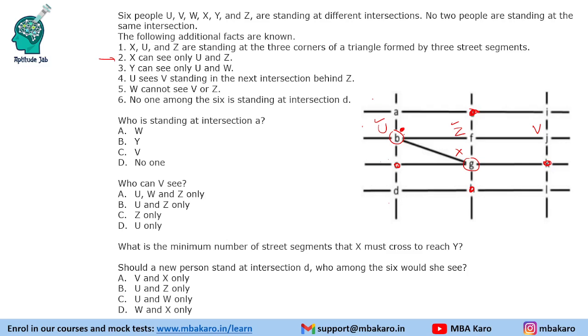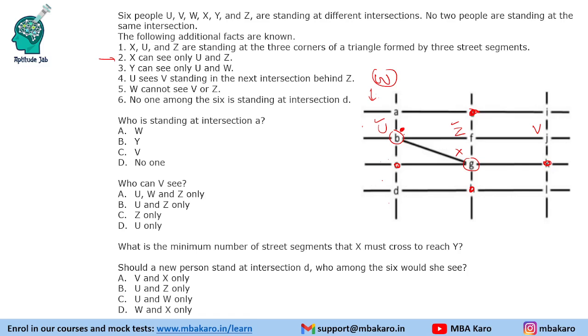Then it says that Y can see only U and W. So U is here, W could be any of these. So Y could be one of the persons standing here or here. Then it says W cannot see V or Z. So V or Z cannot be seen by W. So W cannot come in this column, in this column. So W has to come in this column, somewhere here, W will come in this column.